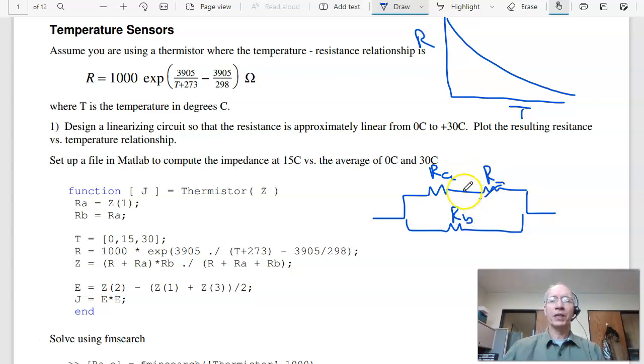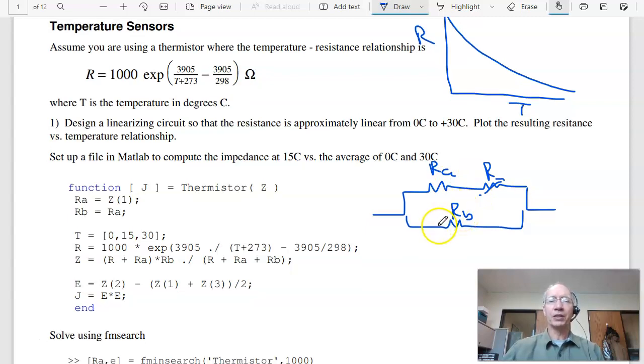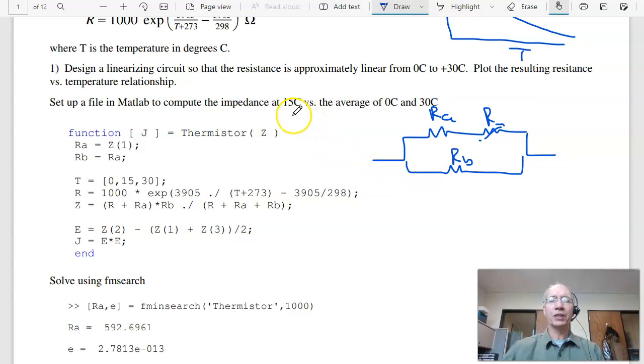So problem 1 is find RA and RB so that you're roughly linear between 0 and 15 degrees Celsius, meaning at 15, the resistance is halfway between the two endpoints. Now a problem with this is one solution is RA equals infinity. That's not useful, but it is linear. A second solution is RB equals 0. Again, not useful, but it is linear. Find a solution where RA is not infinity, RB isn't 0.